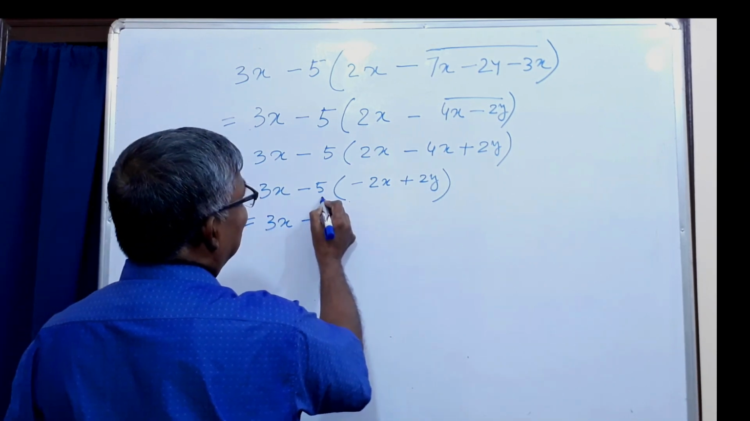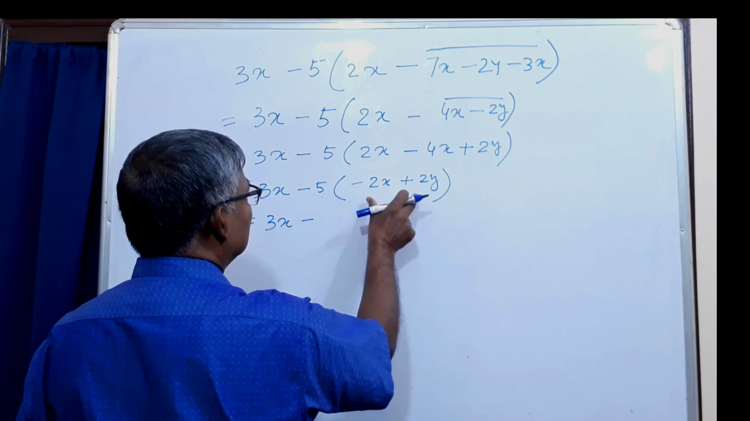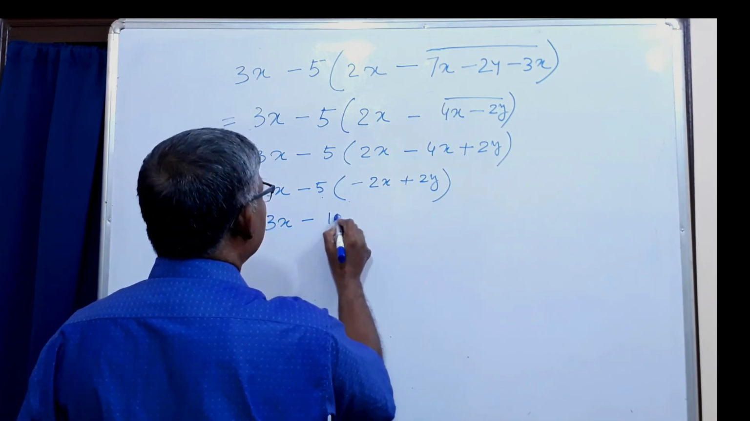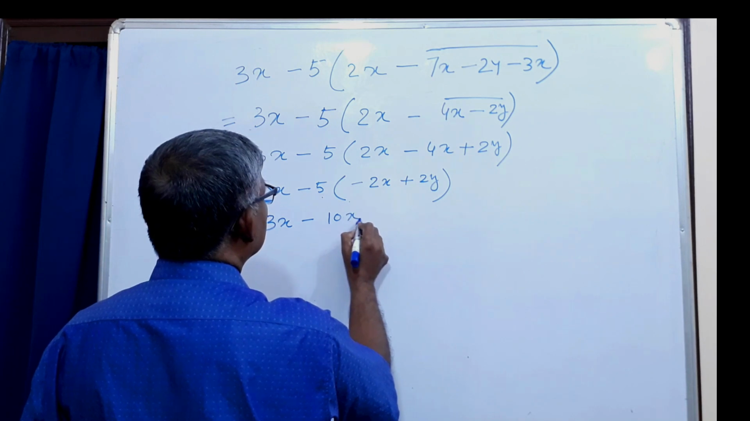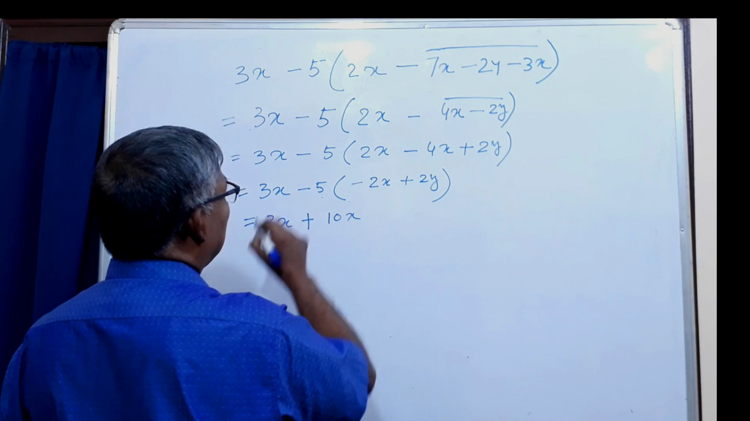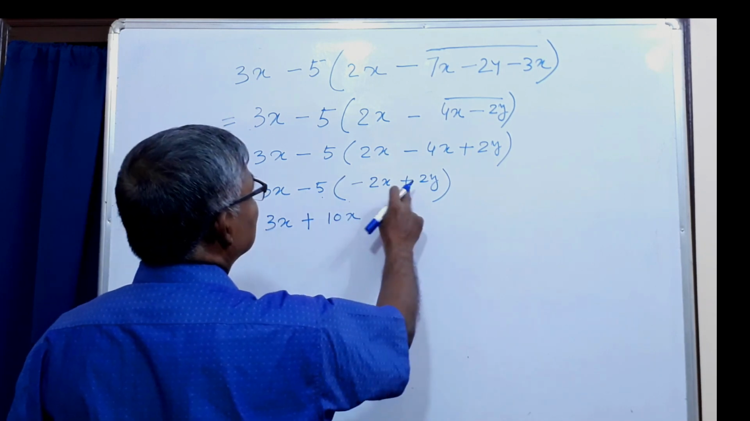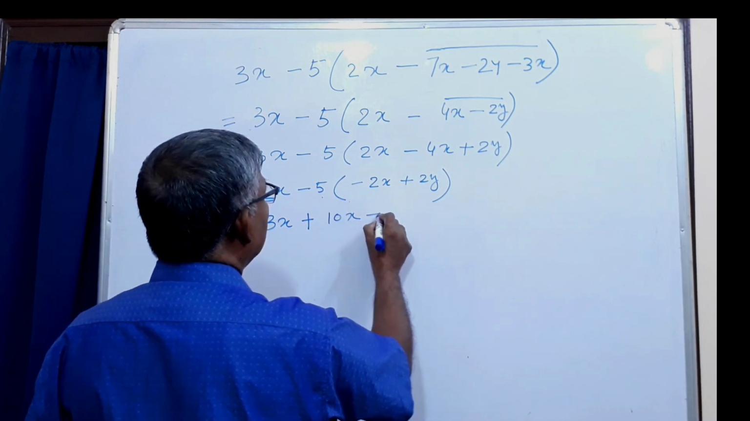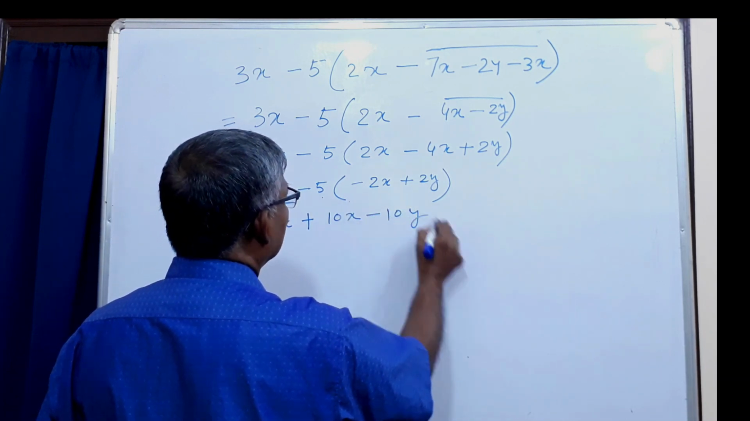Here is minus 5. So the change of sign will be made. Sorry, minus into minus 2x, that will be plus 10x. And there is plus and outside minus, so it will be minus 10y.